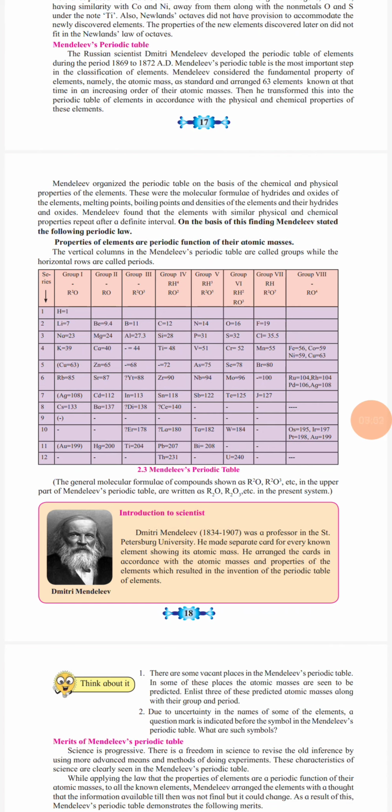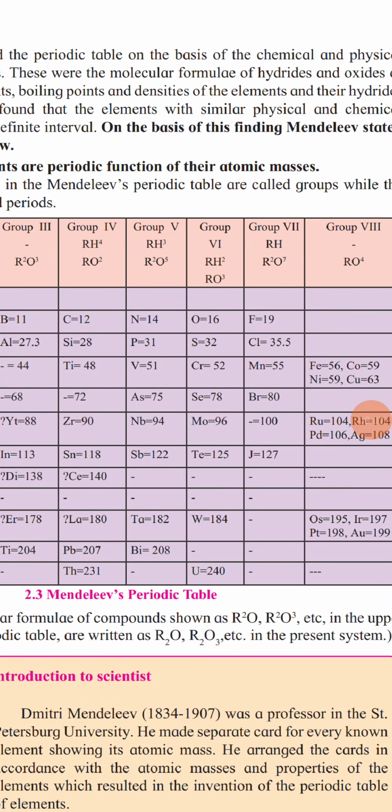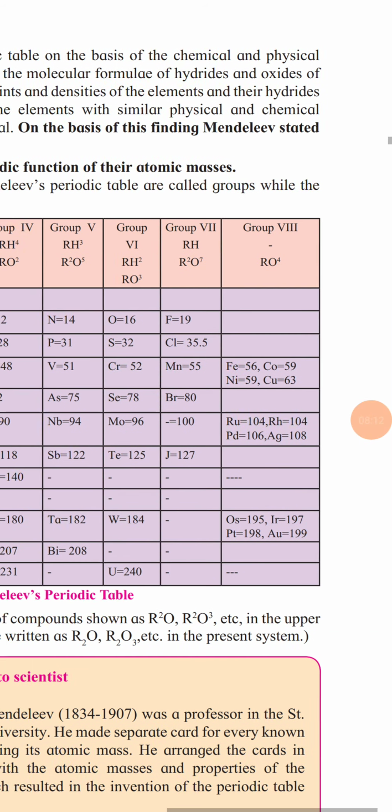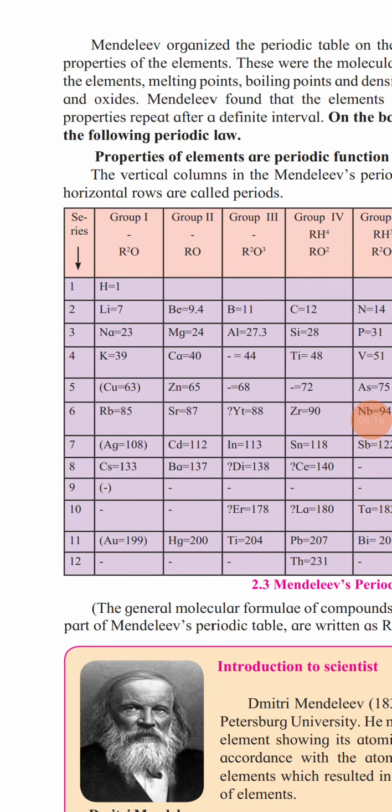Group 4, also you will observe RO2, RH4, RH3, group 5, R2O5, group 6 and group 7 and group 8, that is RO4. You will observe that in group 1, first hydrogen is coming, that is 1, and then lithium is 7, sodium 23.